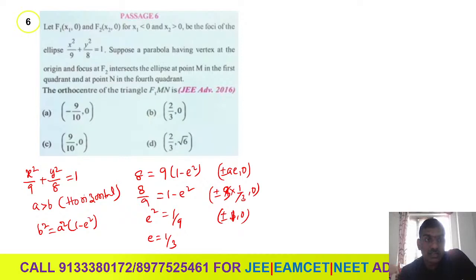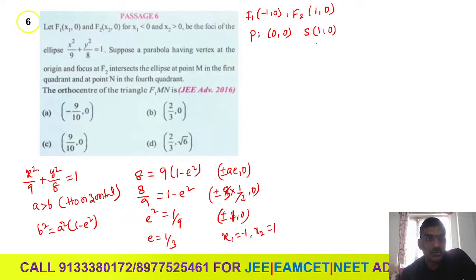Here F1 is x1 comma 0 and F2 is x2 comma 0. x1 less than 0, x2 greater than 0. x1 is less than 0, so x1 is equal to minus 1 and x2 is equal to plus 1. Then the point F1 will be minus 1 comma 0 and the point F2 will be 1 comma 0. Right, F1 and F2, both the points we got. Suppose a parabola having vertex at the origin and focus at F2, that is 1 comma 0.